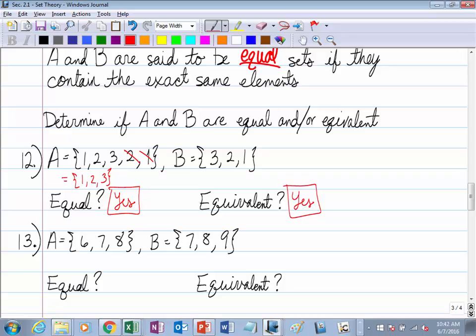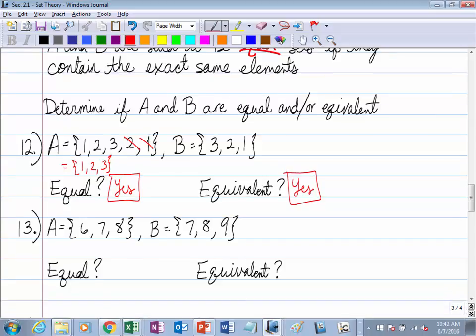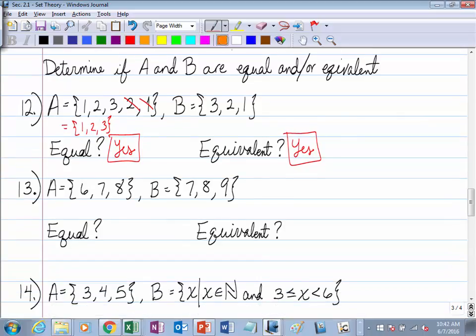So number 13, A is 6, 7, 8, and B is 7, 8, 9. So they both have 3 elements, so they are equivalent, but they're not the same 3 elements, so they are not equal.